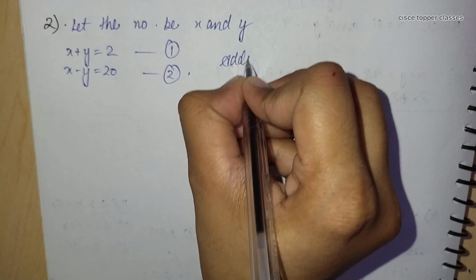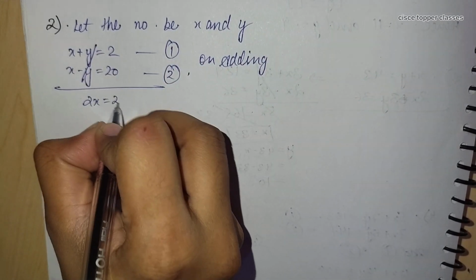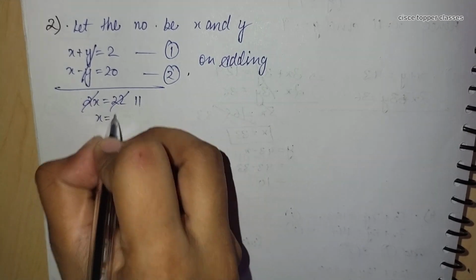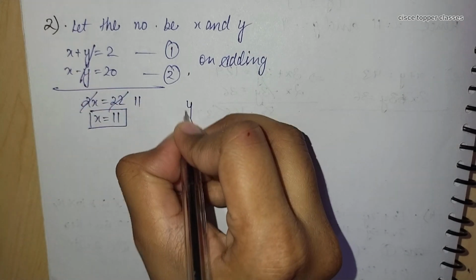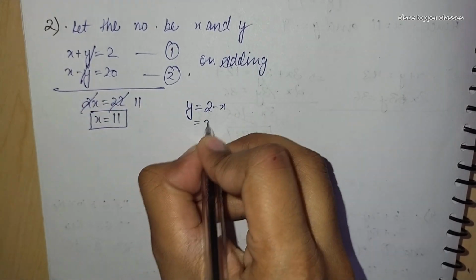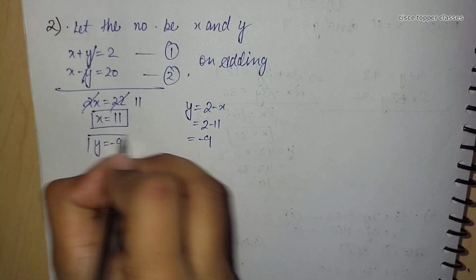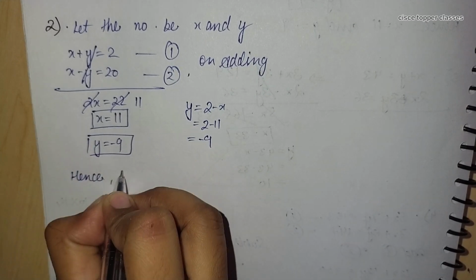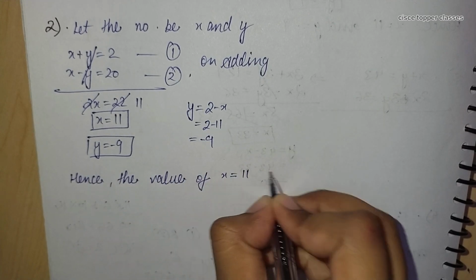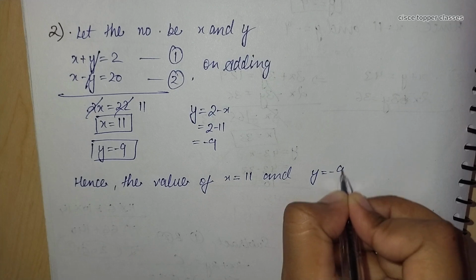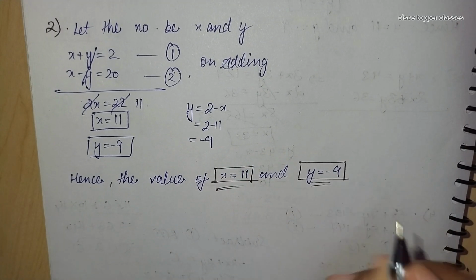Now we will add. On adding these equations, y will be cancelled out. Here we will get 2x equal to 22. From here, x is equal to 11. Now, using the value of x, we can find the value of y from the first equation. So 2 minus x, 2 minus 11 equal to minus 9. So y is equal to minus 9. Hence, the values of the numbers, x is equal to 11 and y is equal to minus 9, is the final answer in this question. So this is the answer here.